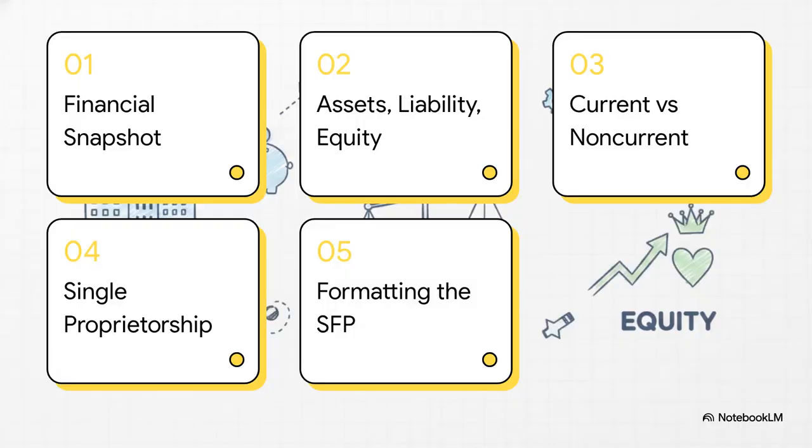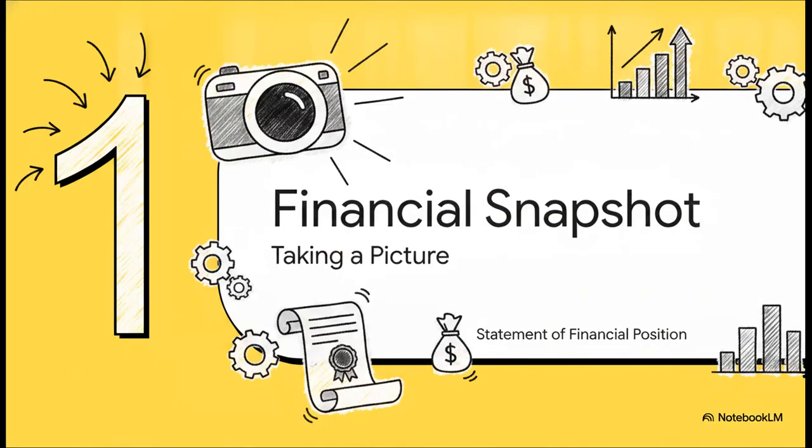Here is our roadmap for today. We're going to cover the financial snapshot, then assets, liabilities, and equity. After that, we'll look at current versus non-current items, dive into the single proprietorship, and finally wrap up with formatting the statement. Section 1. The financial snapshot, taking a picture.